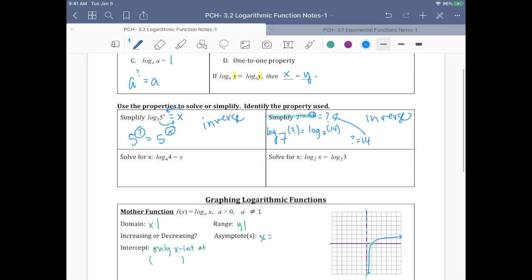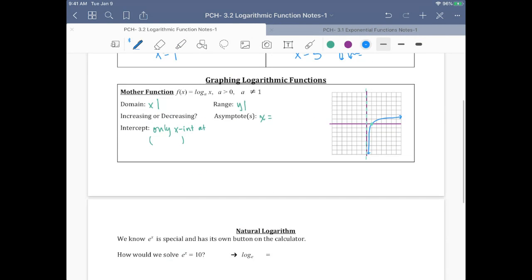Okay. Next, log base 4 of 4 is equal to 1. This one, log base 2 of x is equal to log base 2 of 3. So we're just matching our inputs. So x is equal to 3. This is the 1-to-1 property.